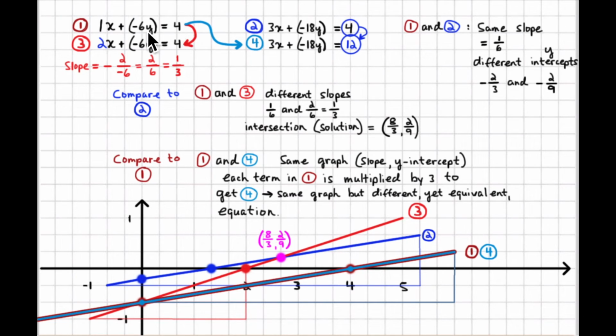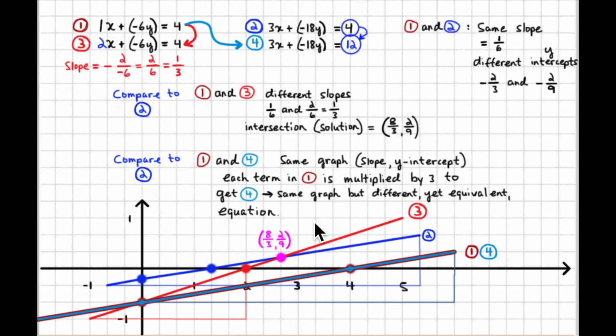Now you can confirm that by observing that this equation now is just a multiple of equation 1. If you multiply each term by 3, this is 3x plus a negative 18y equals 12. So these two equations match. They are equivalent equations, just written in different forms. Equation 4 is a multiple of equation 1. So 4 is the same equation as 1. It's just each term is multiplied by 3.